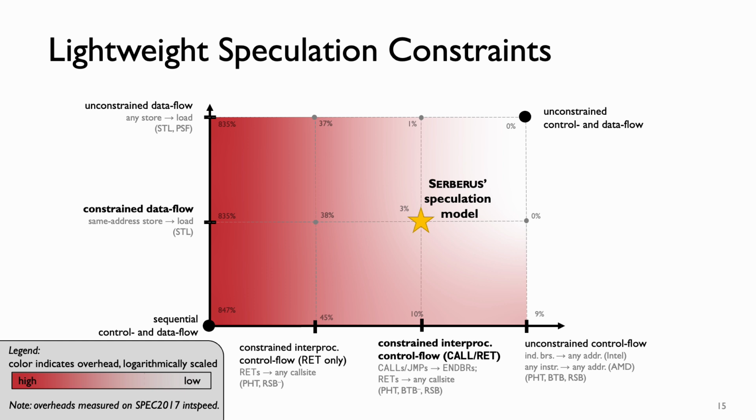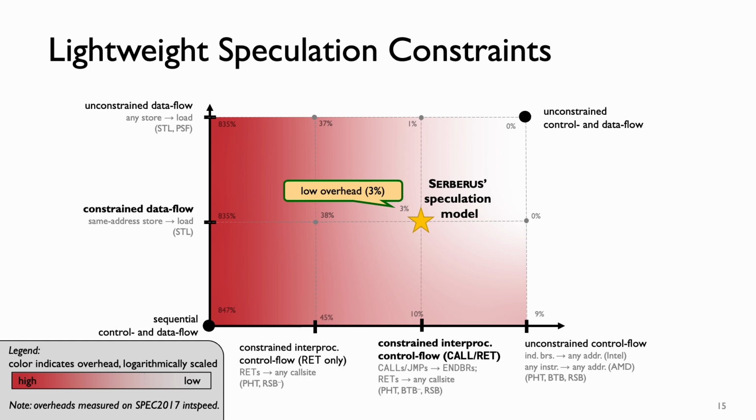So the background here is a heat map of performance. It's logarithmically scaled, so darker red is much higher performance and closer to white is lower performance. We observe only about a 3% overhead with Serberus' speculation model. It's important to note this does not mean Serberus' overhead is 3%, just the speculation constraints required by Serberus are 3%, particularly on the Spec 2017 benchmarks.